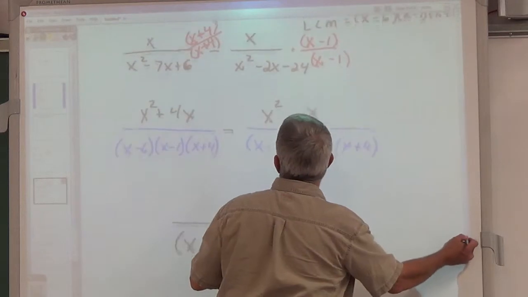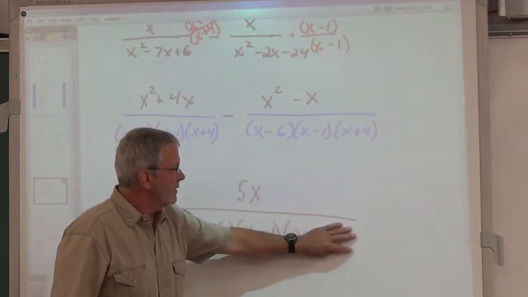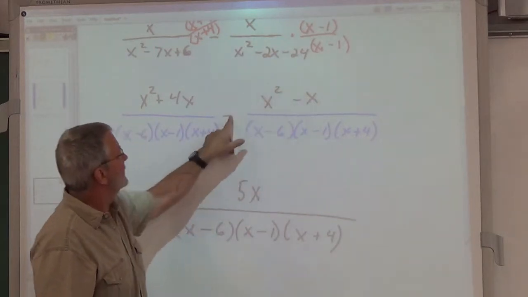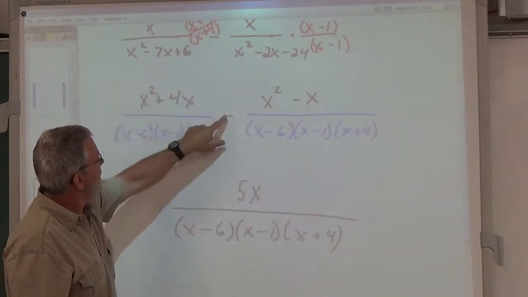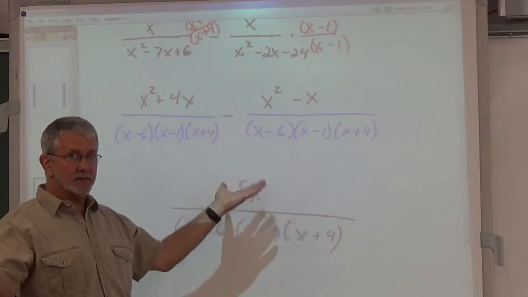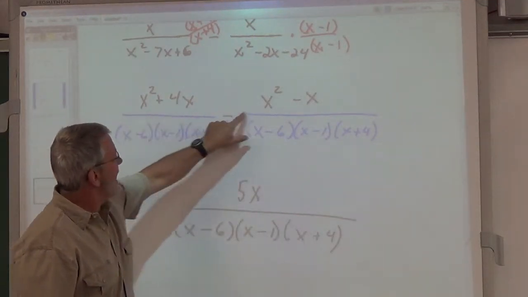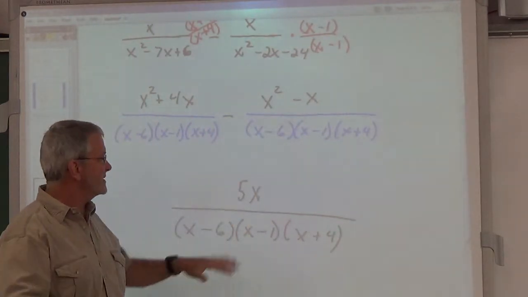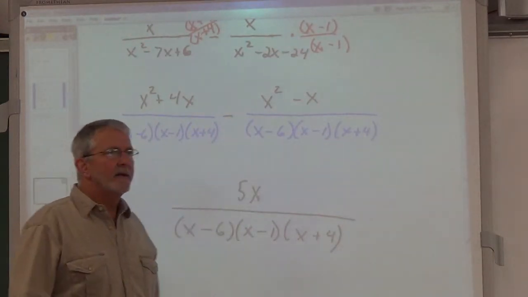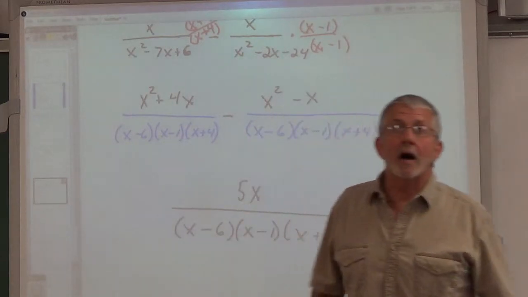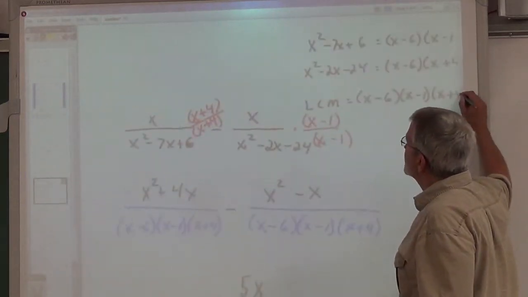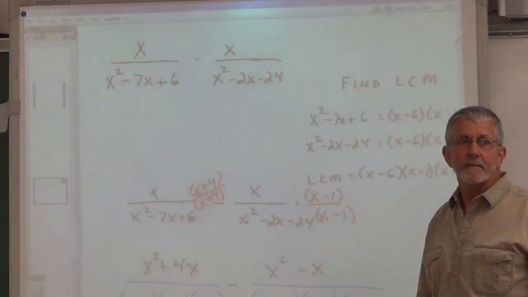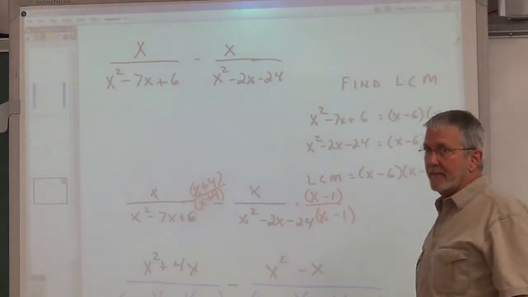So now this is my common denominator. Right here, I'm going to leave it, and now I'm going to subtract this guy from that. So I have x squared minus x squared. The x squares are gone. I have 4x minus negative x. 4x minus negative x is 4x plus x, which is 5x, and this is the difference of those two fractions that I started out with. Okay? It's going to get a little bit froggy right there.